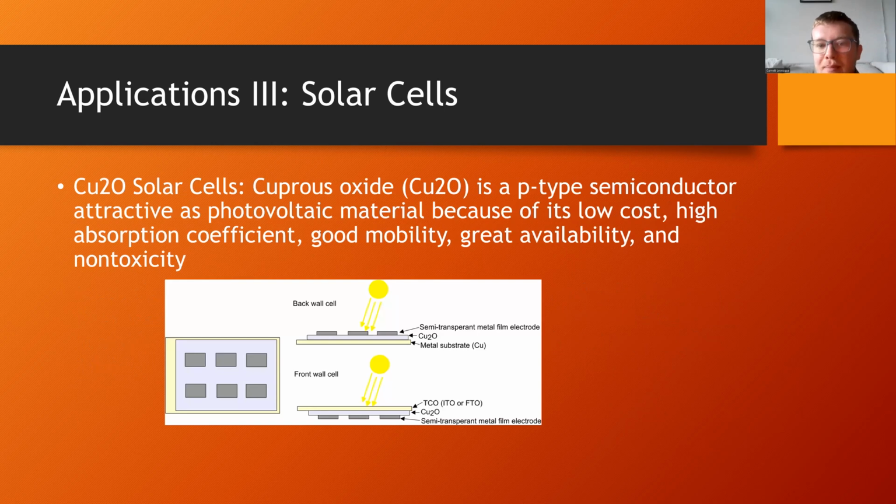Next, I'd like to talk about the application in solar cells. And in cuprous oxide, or Cu2O solar cells, it's a p-type semiconductor that's attractive as a photovoltaic material because of its low cost, high absorption coefficient, good mobility, great availability, and non-toxicity. And here we see the back wall cell and the front wall cell with the semi-transparent metal film electrode, the cuprous oxide, and the copper. And then additionally, we see in the front wall cell the semi-transparent metal film electrode.